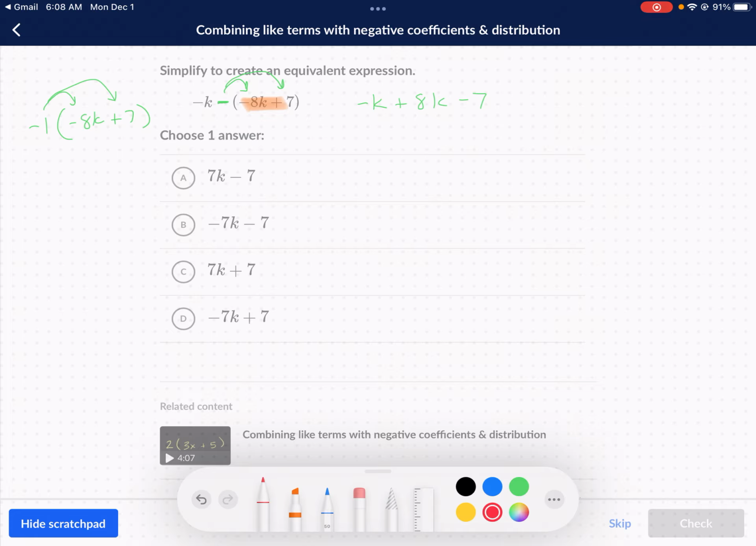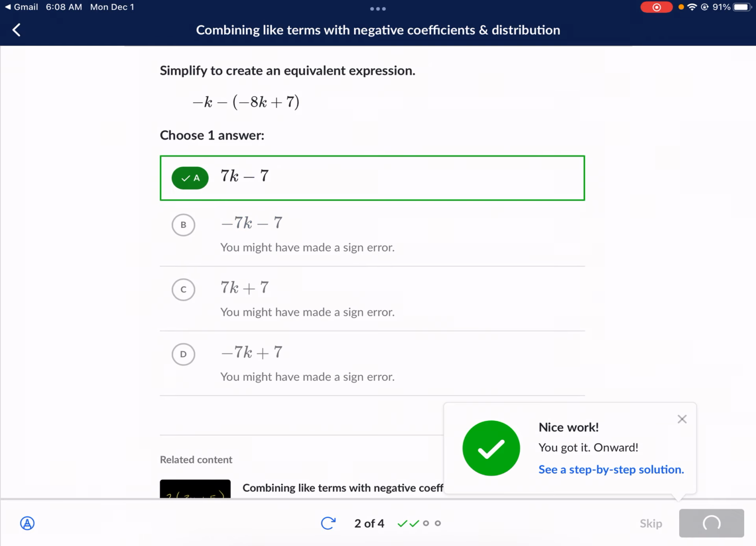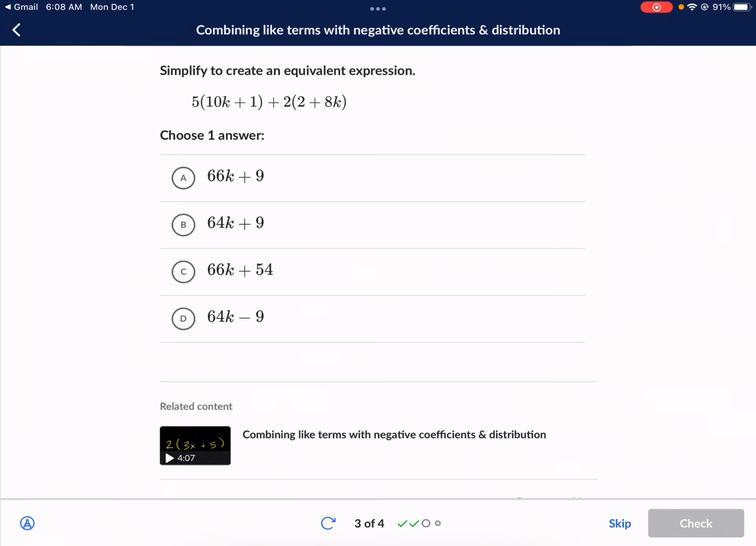What you'd probably notice is that the signs change. So this negative went to a positive, and this positive went to a negative. That's what happens when there's a negative sign outside parentheses, they just end up changing to the opposite sign. Okay, so we've got that established. Now I'm going to look for like terms. I have a negative k and a 8k, but no other constants. So I'm just going to combine those two, and that gives me 7k minus 7. So that's option A. So let's do option A. And we're done. We have only 2 more to go.